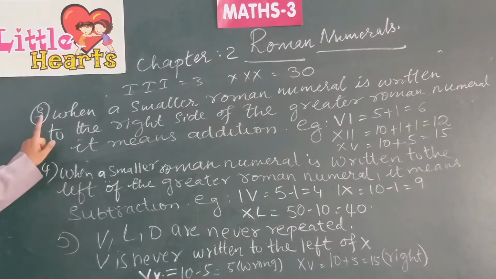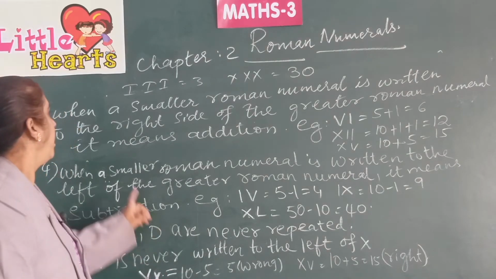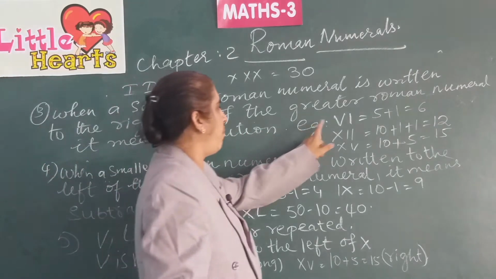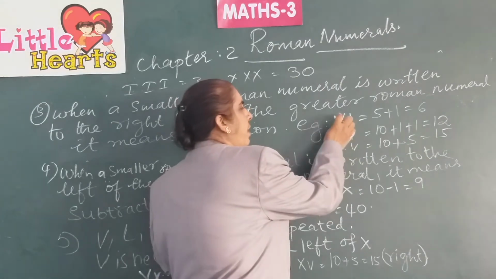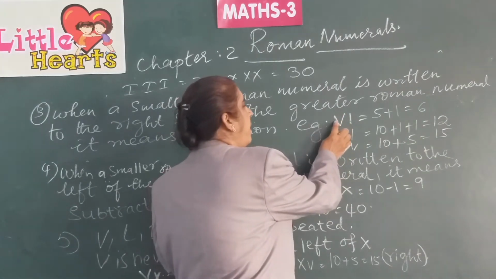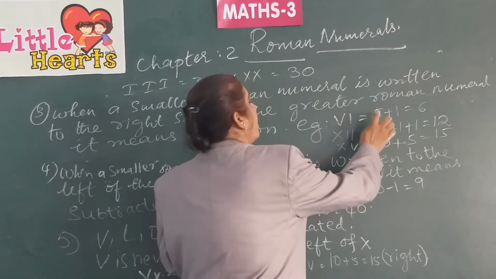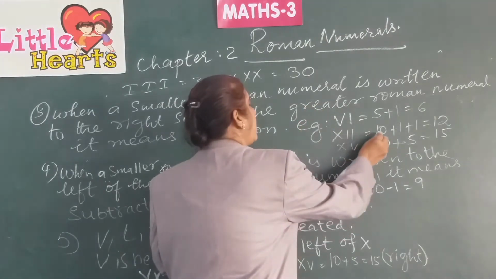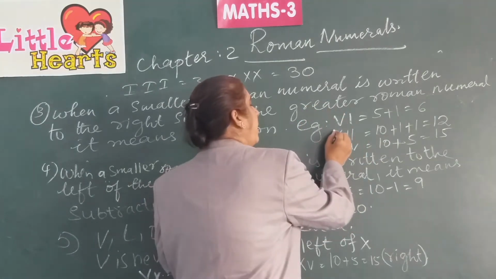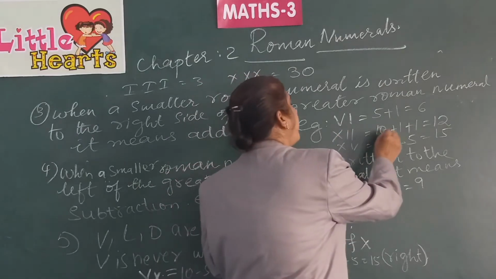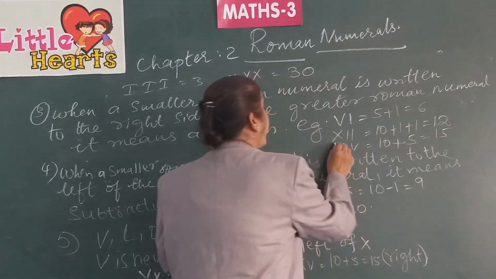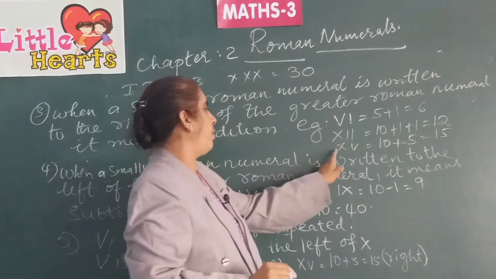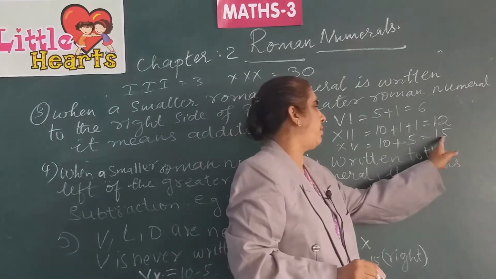The third rule: when a smaller Roman numeral is written to the right side of the greater Roman numeral, it means addition. Example, VI. I is written to the right side of the greater Roman numeral V, so it is addition. Both should be added. 5 plus 1 is equal to 6. XII. X is 10 and these 2 I's are written to the right side of the greater Roman numeral 10, so 10 plus 1 plus 1 is equal to 12. XV. 10 is greater and V is smaller. It is written to the right side of the greater Roman numeral, 10 plus 5, that is 15.